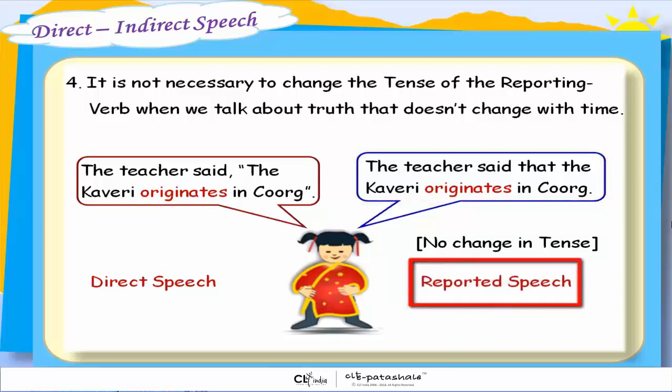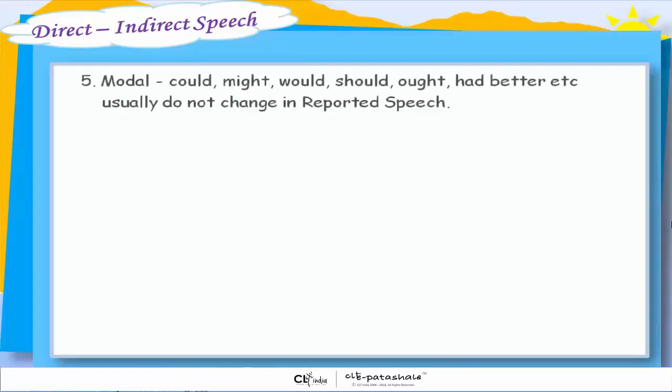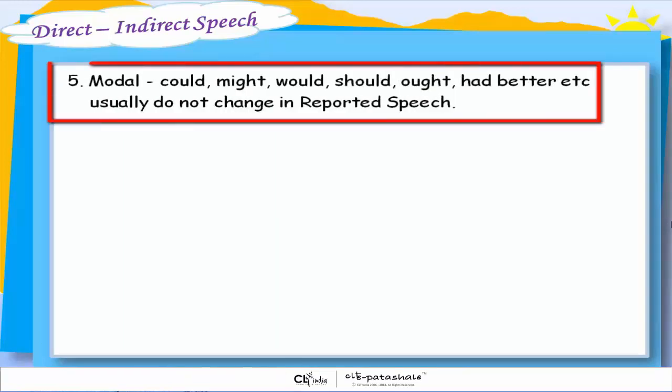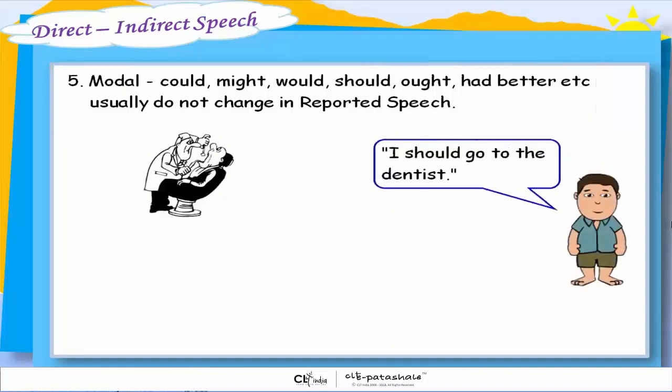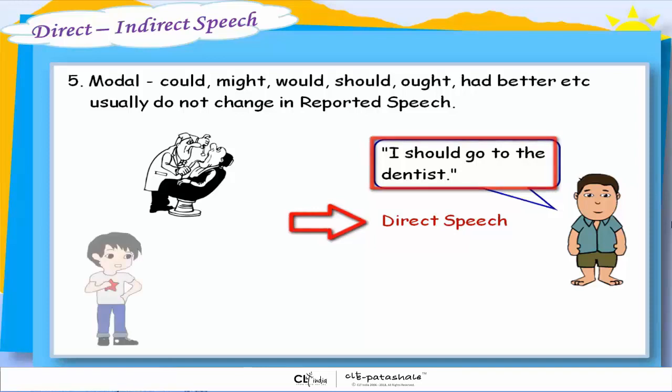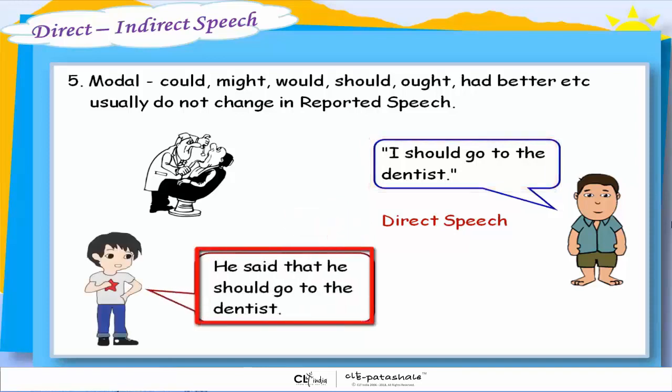Modals: could, might, would, should, ought, had better, etc. usually do not change in reported speech. For example, I should go to the dentist. This is the direct speech. He said that he should go to the dentist. This is the reported speech.